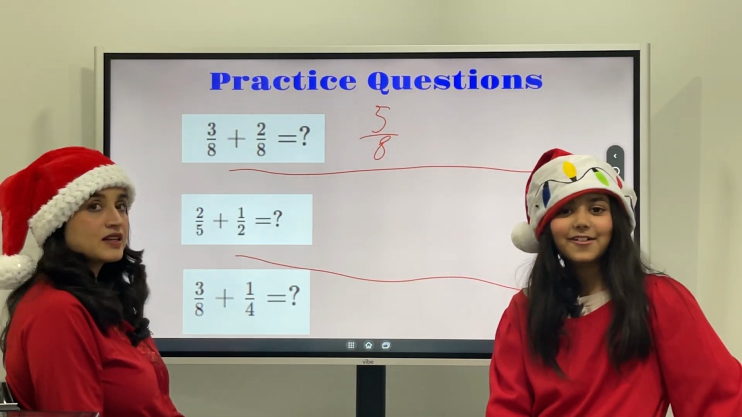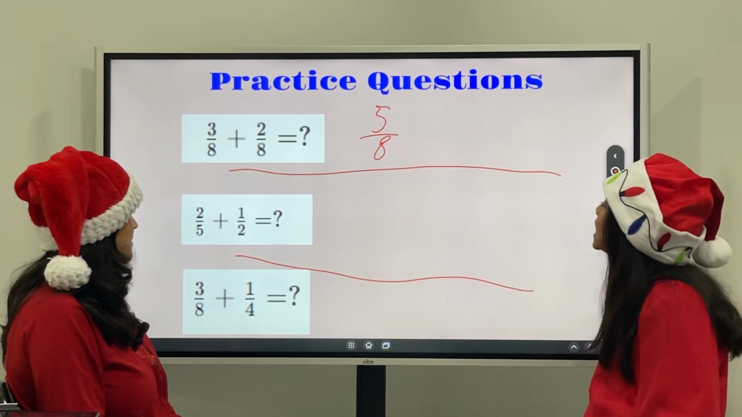I tried singing a song. Okay, it's not even a good song. That's okay. So that's 5 by 8.